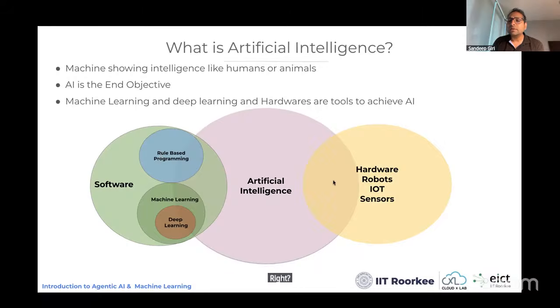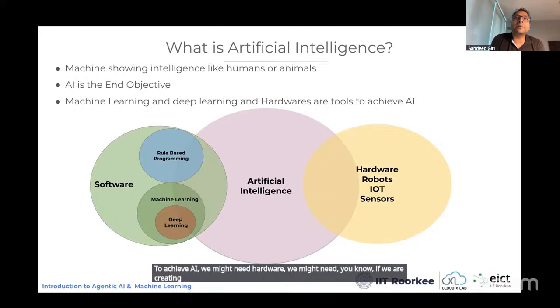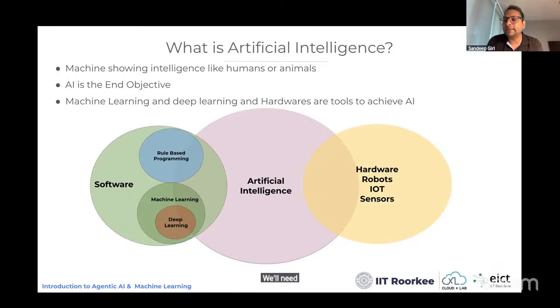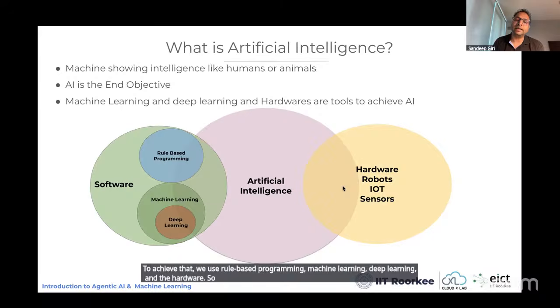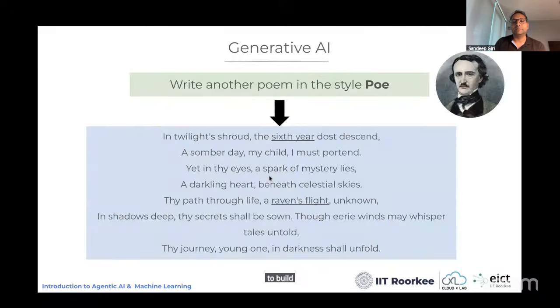To achieve AI, we might also need hardware. If we are creating a robot to solve an industrial problem, then we will need hardware, robots, sensors, all the IoT, right? So AI is an objective. To achieve that, we use rule-based programming, machine learning, deep learning, and hardware. Software plus hardware, we utilize each and everything to build AI, right?